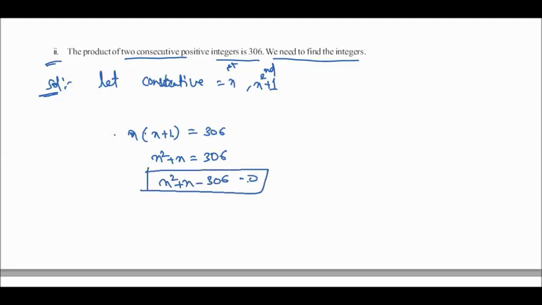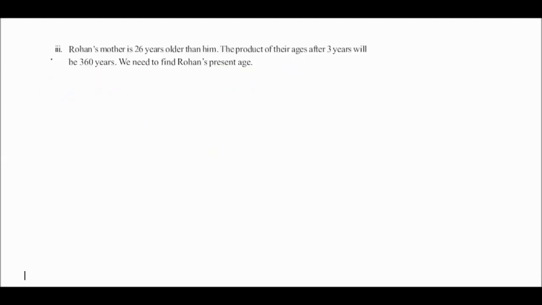So we have to represent it in the form of a quadratic equation. Here the third question, 5.1 second bit. Rohan's mother is 26 years older than him. The product of their ages after 3 years will be 360. We need to find Rohan's present age.